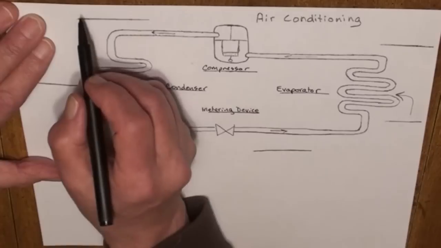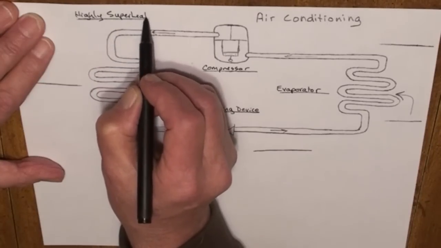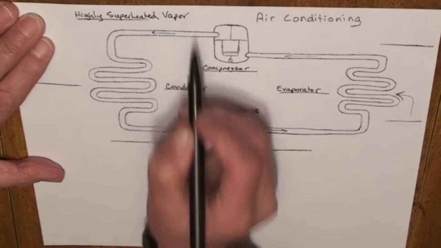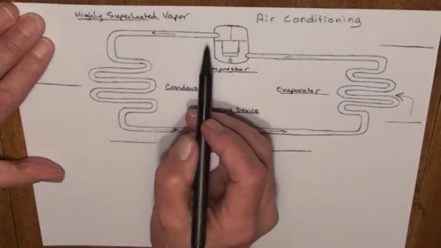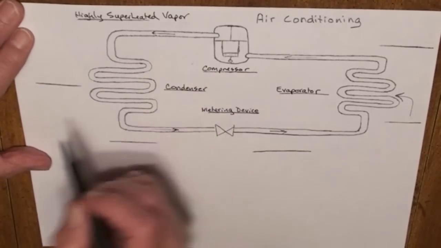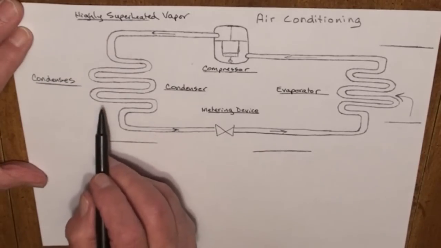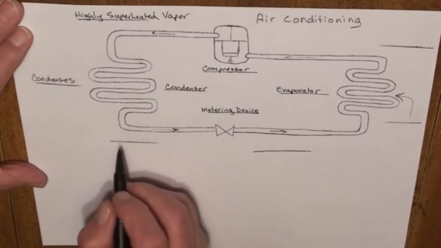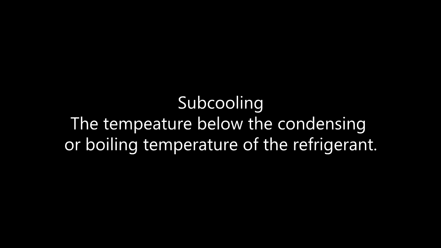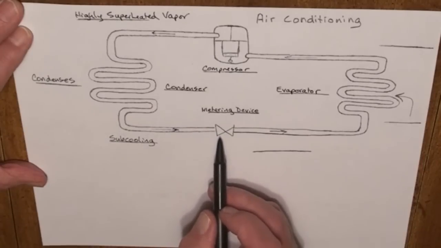Refrigerant leaves the compressor as a highly superheated vapor. It immediately begins to reject heat until it condenses in the condenser. It rejects heat, condenses into a liquid, and then takes on subcooling, and enters the metering device as a subcooled liquid.